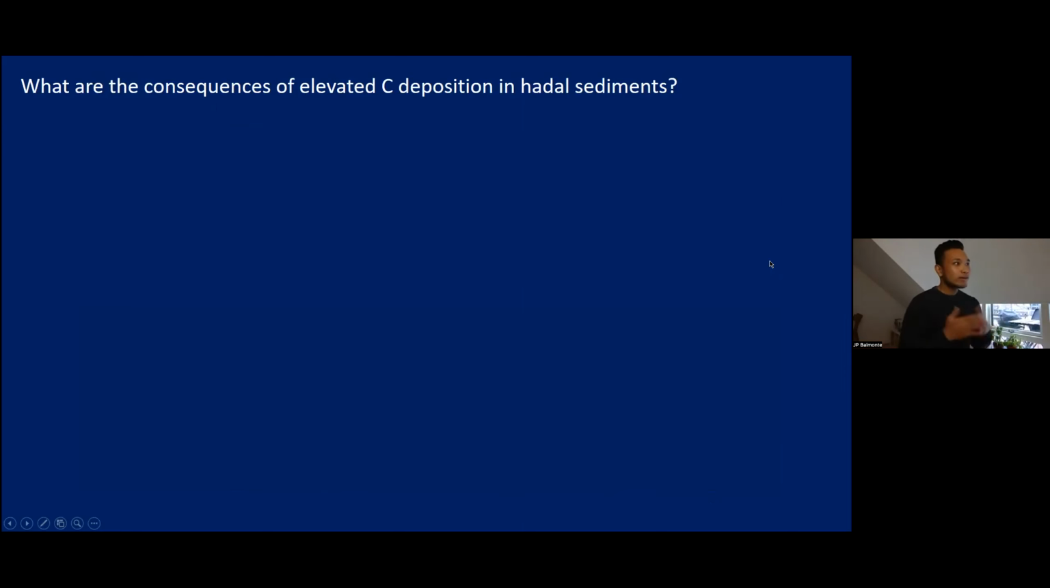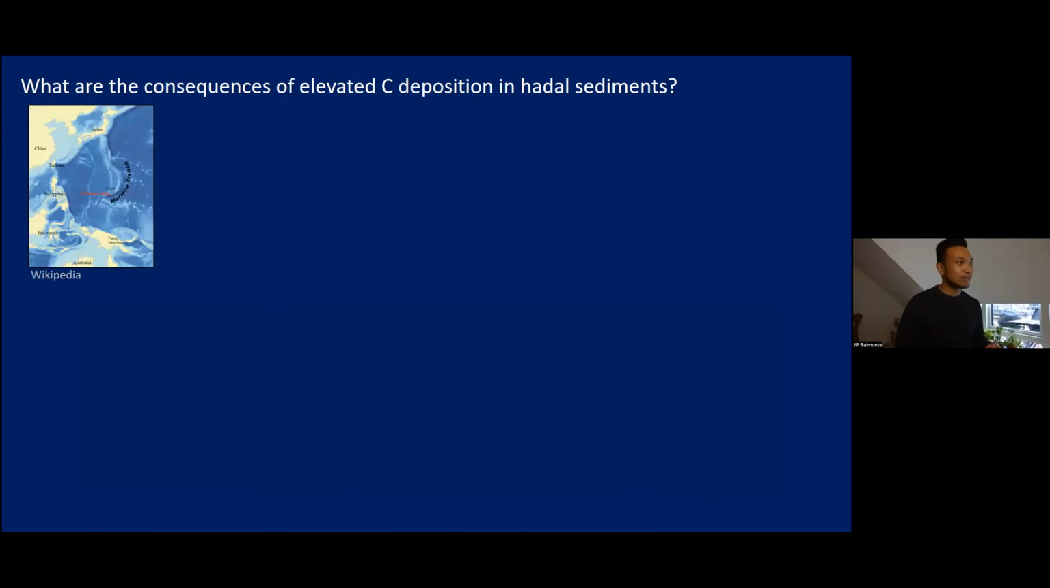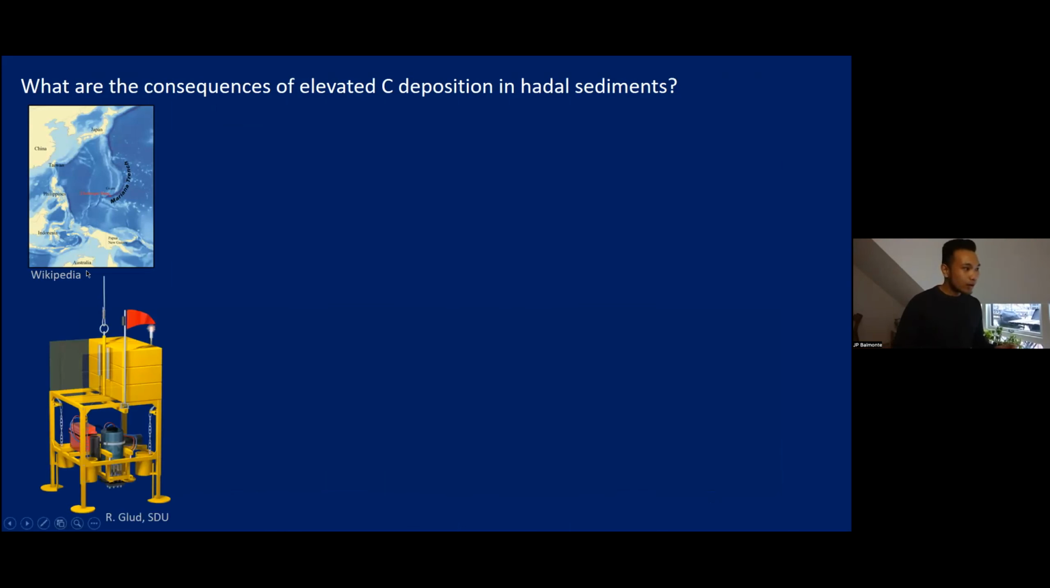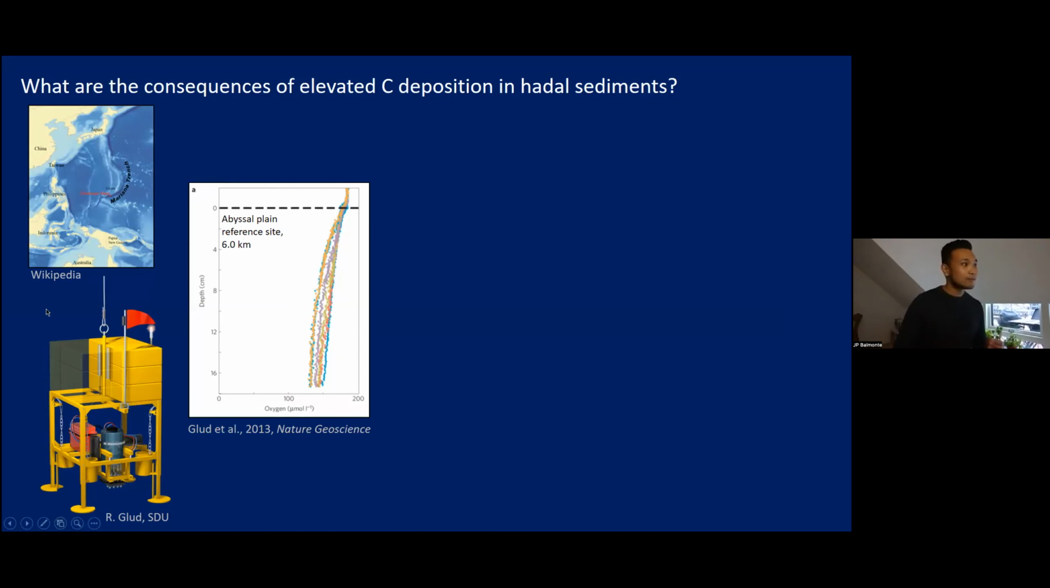Now, what are the consequences of elevated deposition in Hadal sediments? Here we're going to get into a little bit of the biogeochemistry and then the microbial activity. This is a study conducted in the Mariana Trench, the deepest part of the ocean in the Challenger Deep. They deployed these autonomous benthic landers that can measure oxygen concentrations in situ. And they did this at a reference site, an abyssal plain at around 6 kilometers, or 6,000 meters.